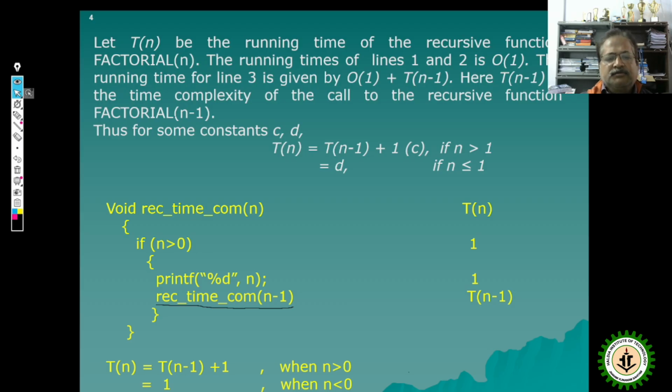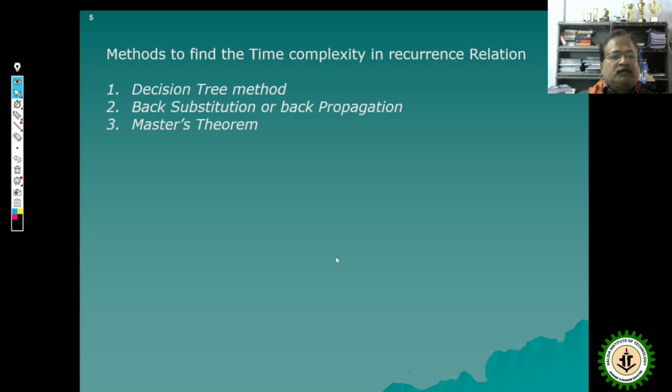So we will start with the decision tree, back substitution method. First we will find out the total time, then from that we will calculate the time complexity. So now we move on to another part. This is a beautiful part: what we call the decision tree method, you can note down. The second one is called back substitution method or back propagation method, and the third one is the Master's theorem. If time permits, I will explain Master's theorem, or in my next video I will share the Master's theorem in detail.